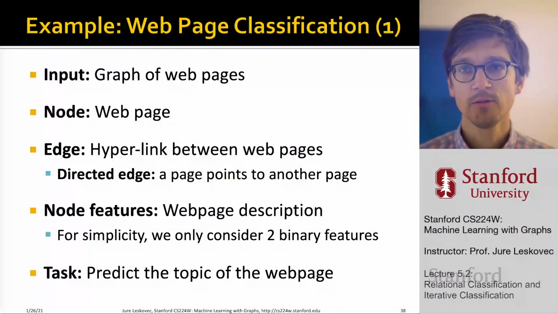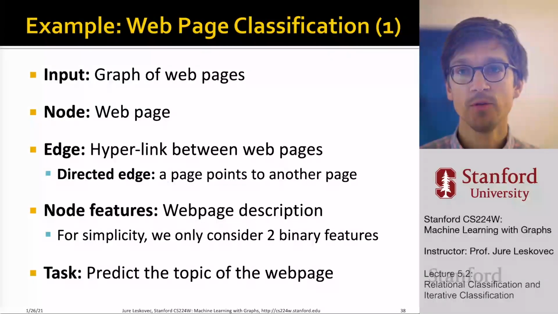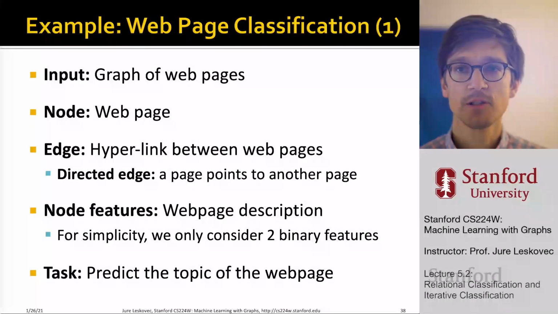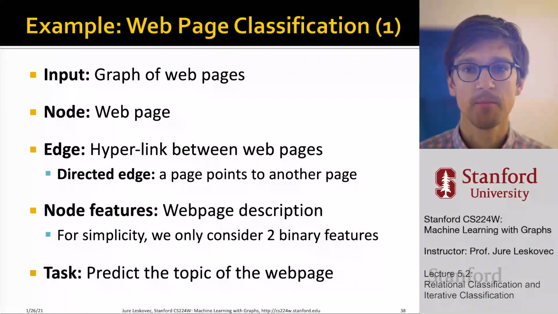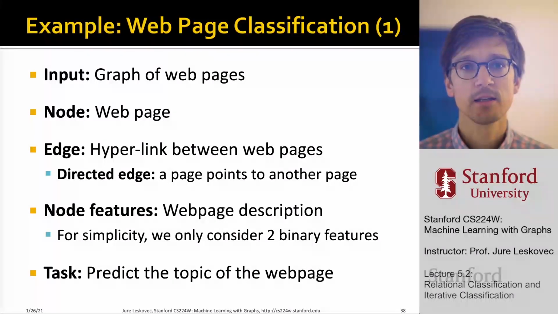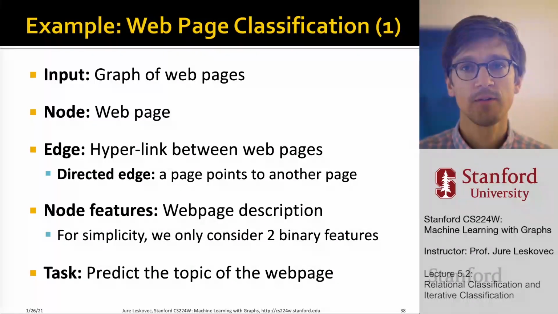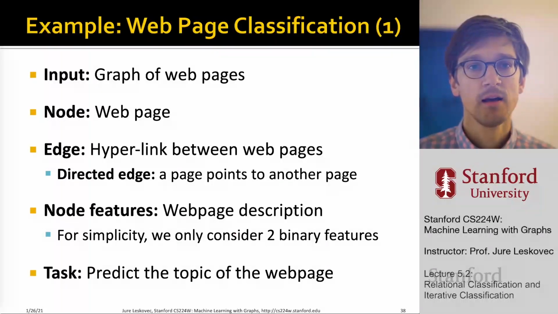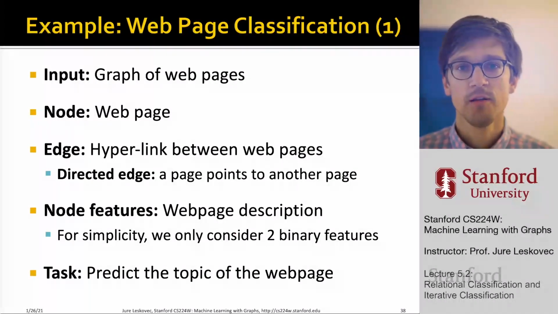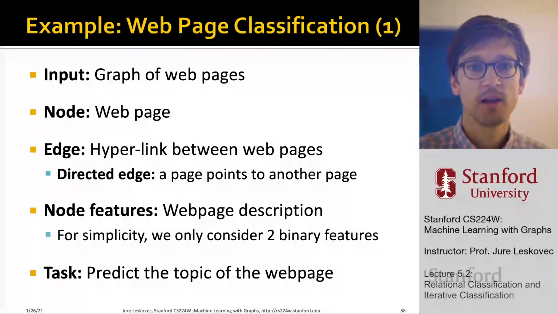So what I want to do next is actually show you how this works on a simple toy example. The idea here is that we have an input graph. Let's say that we are thinking about web pages. So we have a graph of how web pages link to each other. Each node will be a web page. An edge will be a hyperlink between the web pages. And we will have a directed edge, which means that one page points to another page.